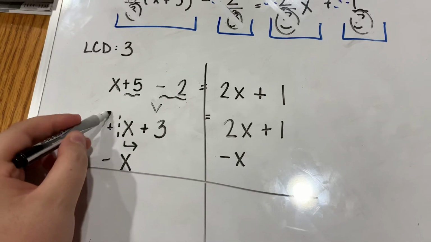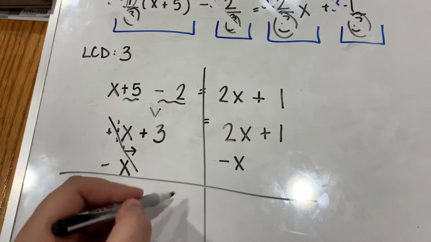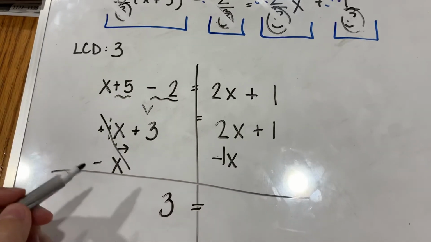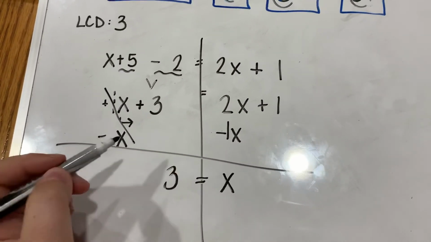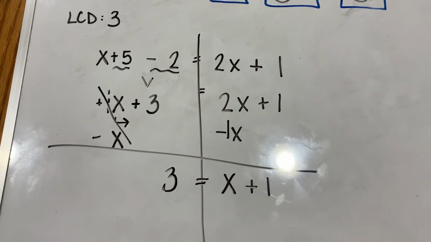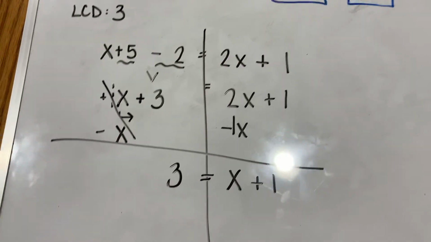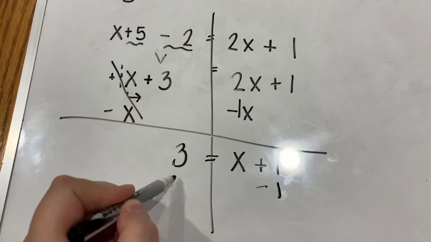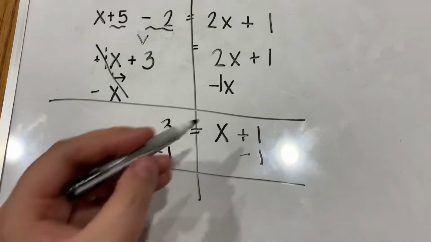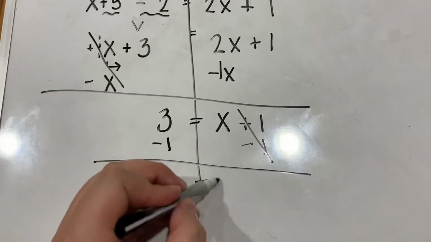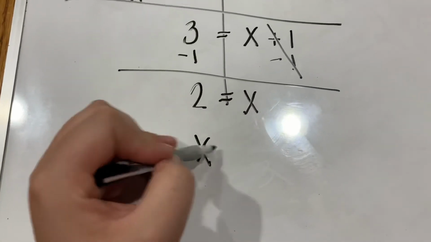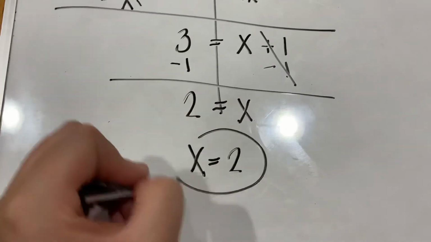When I do that, 1x minus x will cancel, which gives me 3. 2x minus 1x is going to be 1x, or just x, and I'm going to bring down my plus 1. So now I have 3 is equal to x plus 1. If I subtract 1 from both sides, remember, what I do to one side, I have to do to the other. These will cancel, and that gives me x is equal to 3 minus 1, which is 2. So therefore, x is equal to 2.